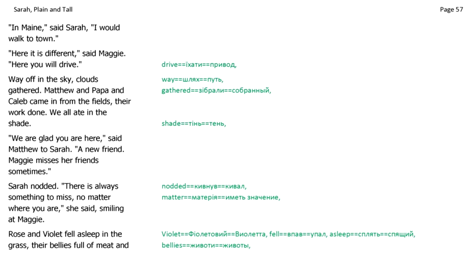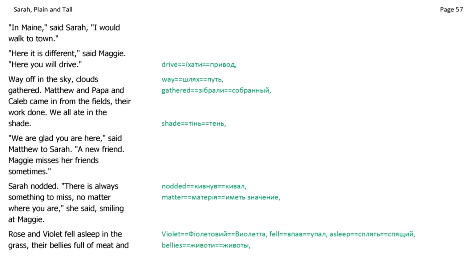Matthew and Papa and Caleb came in from the fields, their work done. We all ate in the shade. "We are glad you are here," said Matthew to Sara. "A new friend. Maggie misses her friends sometime." Sara nodded. "There is always something to miss, no matter where you are," she said, smiling at Maggie.